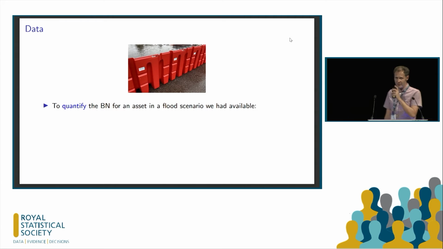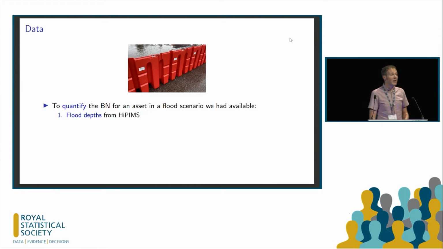So that was our general model. But in order to use it to say the probability that an asset is going to be working or not at a particular time in a flooding scenario, we need to populate that with probabilities. So that's how we quantify Bayesian networks. So we need to quantify the Bayesian network for each asset at each time point in each flooding scenario.